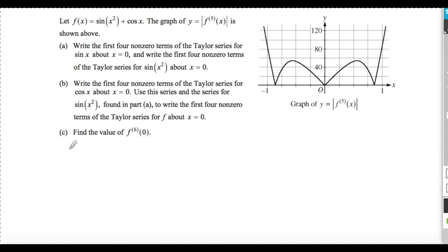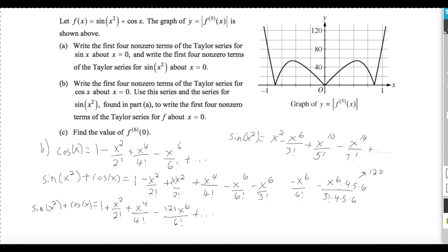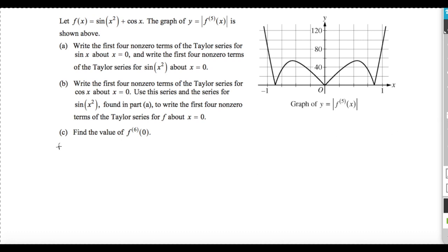C. Find the value of the 6th derivative at 0. Well, we just wrote out f of x, our Taylor series approximation, right? Which we found out from part B is 1. I guess we can even back up and see it. I'll write it out again. It was, as we saw, 1 plus x squared over 2 plus x to the 4th over 4 factorial, and so on and so forth.